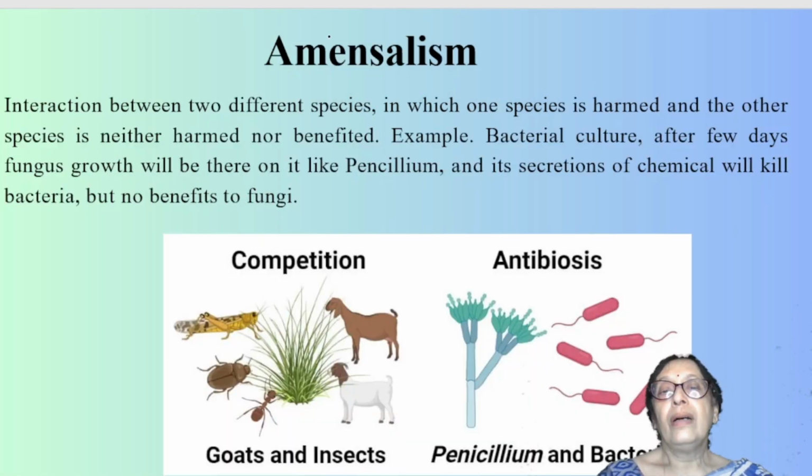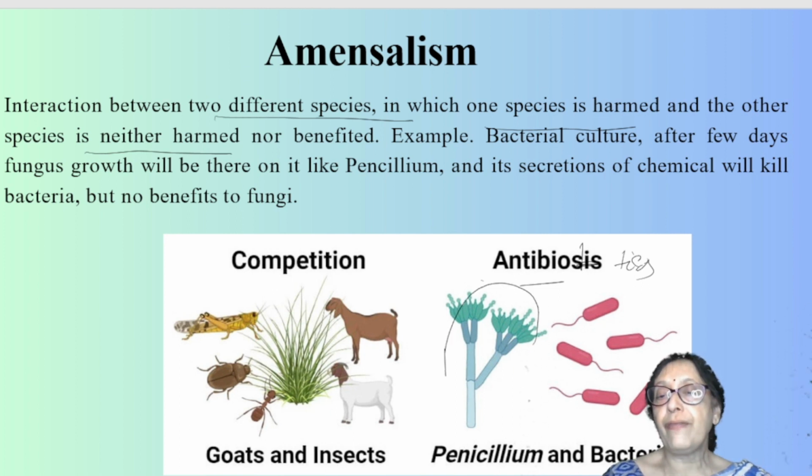Now, amensalism is an interaction between two different species in which one species is harmed and the other is neither harmed nor benefited. An example we can find is antibiotics: when they are applied, bacteria or fungi are destroyed, but the antibiotic-producing fungus has no benefit or harm as well. So this one is zero and this one is negative. So thank you.